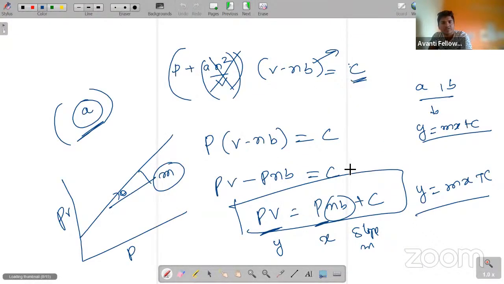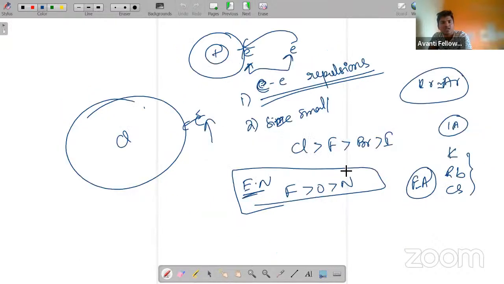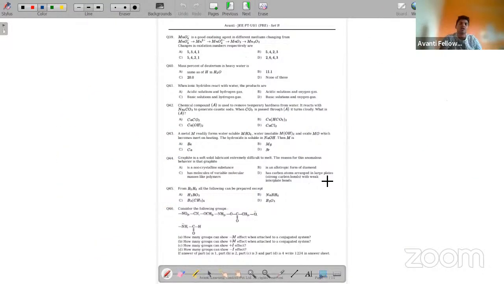strong acid, strong base, weak acid, weak base का concept लगा के करना है. आप सभी लोग थोड़ा ध्यान दीजिए इसके ऊपर. And question number 39. These all are the inorganic questions. Let me finish them fast, very fast.